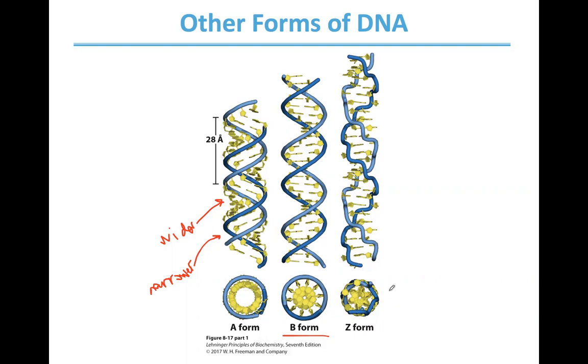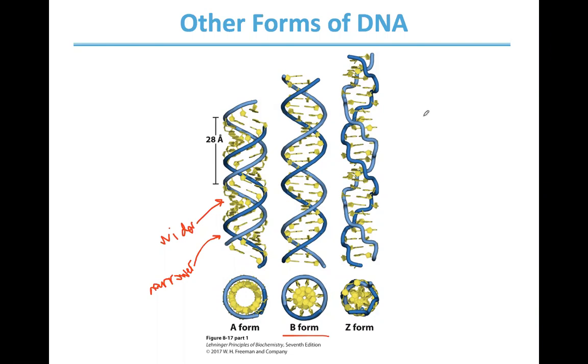Now there's a third form known as Z form. So this one has some kind of a zigzag. If you look at the phosphate backbone, it has a zigzag appearance. So Z form primarily comes from when you have purine bases alternating with pyrimidine.